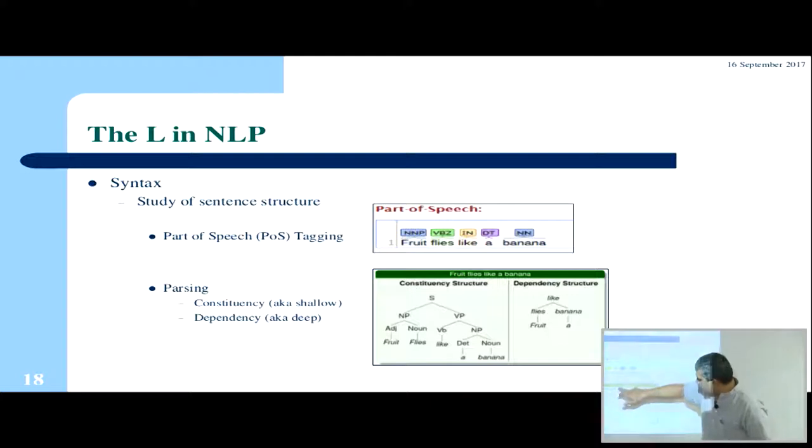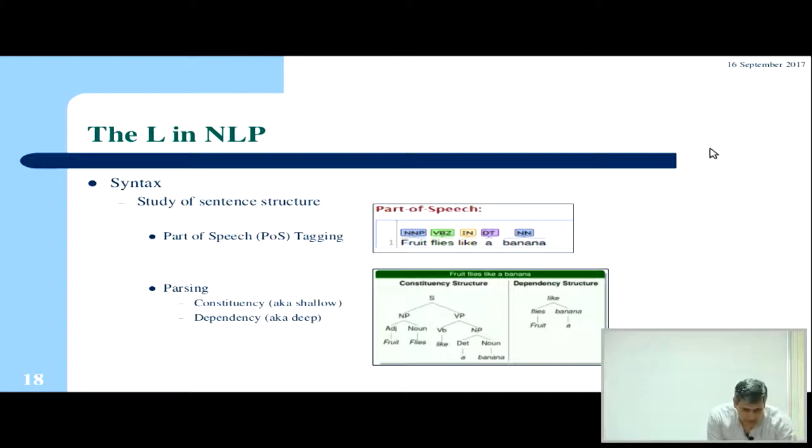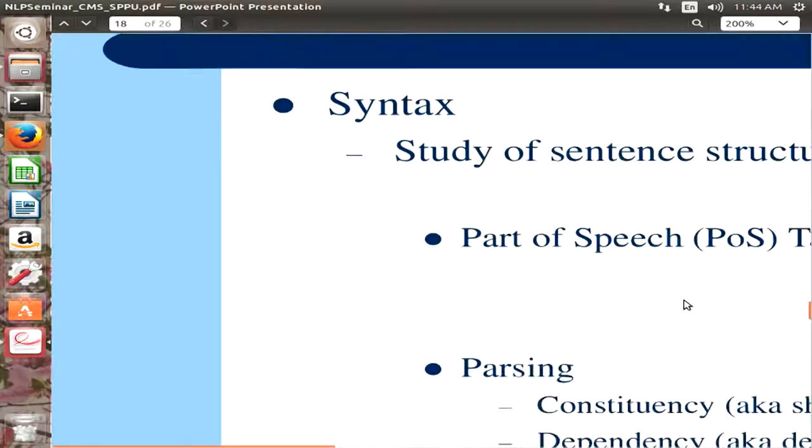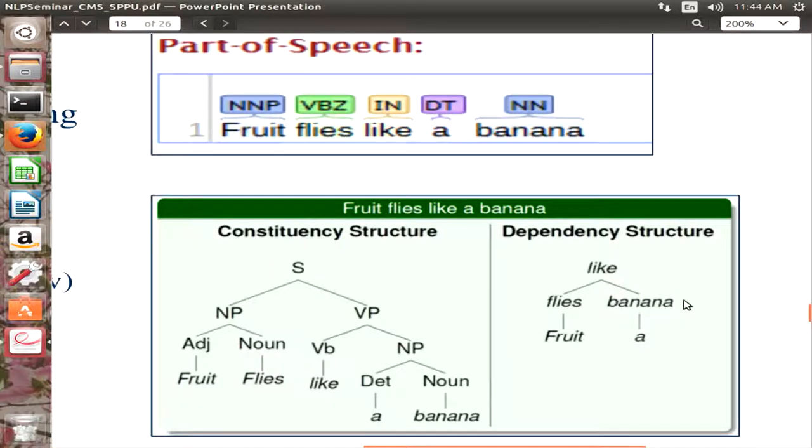So I don't think you are able to read this. Are you able to read this now? Fruit flies like a banana. I just found it on the internet, so I took it. That's a curious example to take. But it is divided into noun phrase, verb phrase, then adjective, noun, etc. All this parsing has to happen. Now this is one way of parsing a sentence. The other way is, the important word is the verb like, and then everything else is connected to this, like this.